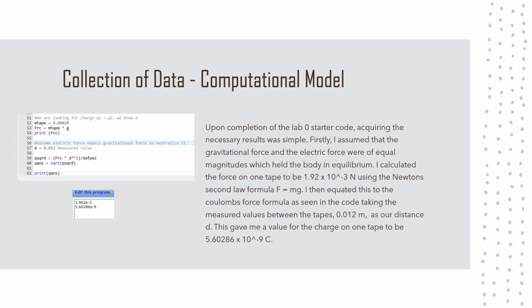Completion of the lab zero starter code and acquiring the necessary results was simple. Firstly, I assumed that the gravitational force and the electric force were of equal magnitudes, which held the body in equilibrium. I calculated the force on one tape to be 1.92 times 10 to the negative 3 newtons using Newton's second law formula, F equals mg. I then equated this to Coulomb's force formula as seen in the code, taking the measured value between the tapes, 0.012 meters, as our distance d. This gave me a value for the charge on one tape of 5.60286 times 10 to the negative 9 coulombs.